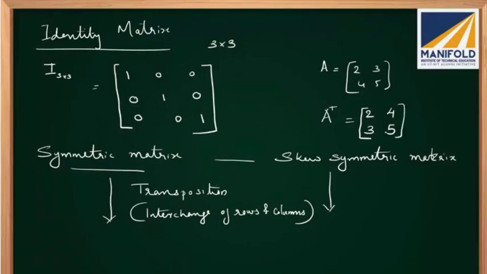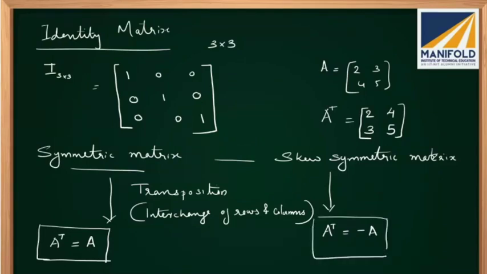Now what is meant by a symmetric matrix and what is meant by a skew symmetric matrix? A symmetric matrix is any square matrix which obeys the relation A transpose equal to A. This belongs to a very important class of matrices in our subject, and that is called a symmetric matrix. And skew symmetric matrix means if you take the transpose of the matrix and you get the negative of the same matrix, then it is called a skew symmetric matrix. We'll see examples for both.